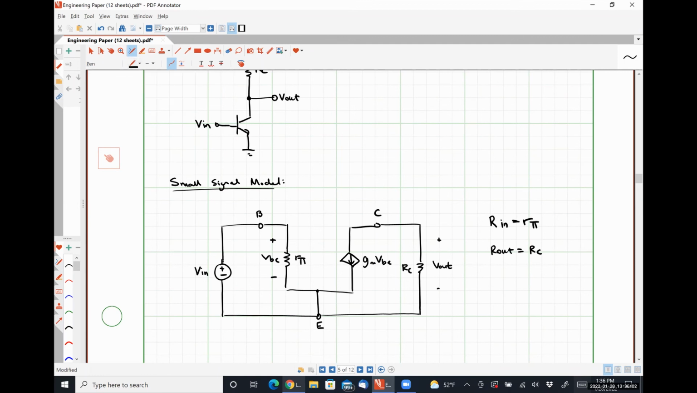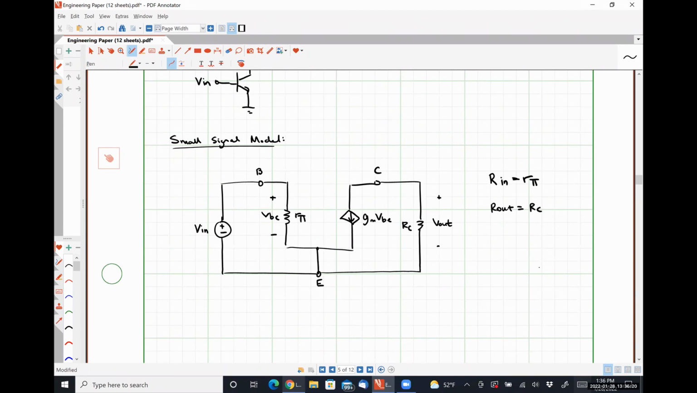All right, so our last parameter is our voltage gain. Right? So the voltage gain by definition is simply the ratio of V out to V in. I would argue that V out is equal to negative GM VBE times RC. Anybody care to either agree or dispute that?